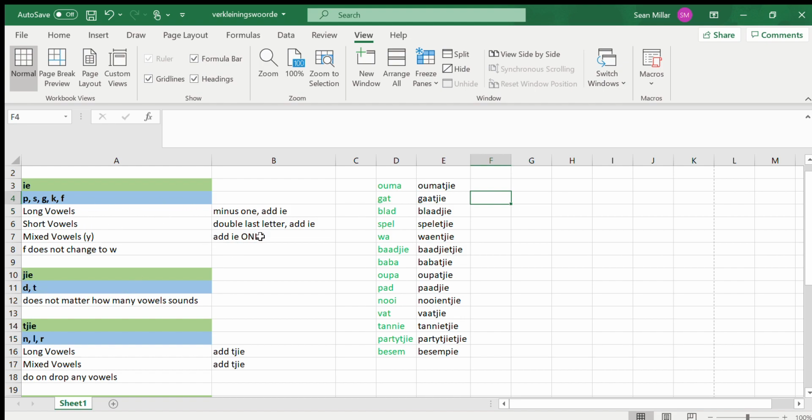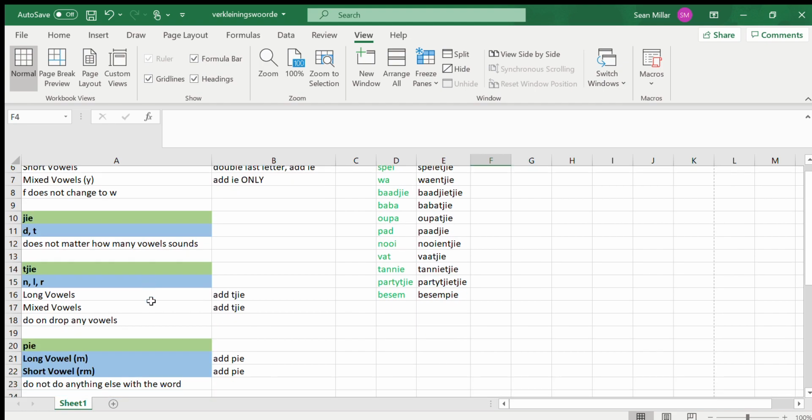All we do is that if a word ends in a D or a T, a nice way to remember this one is dog's tails, we add a JIE. We don't do anything with the vowel sounds.